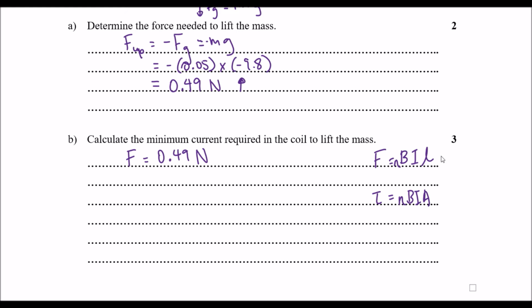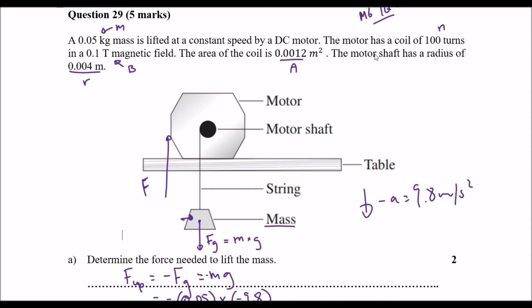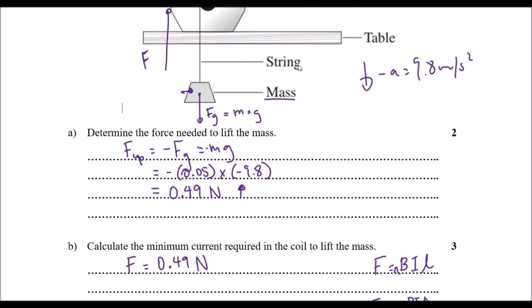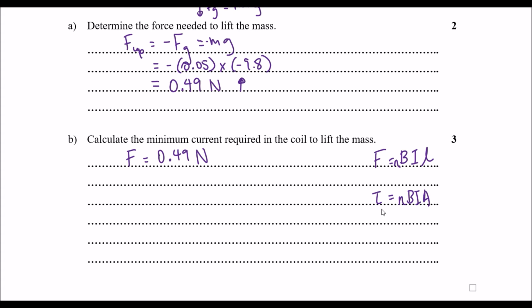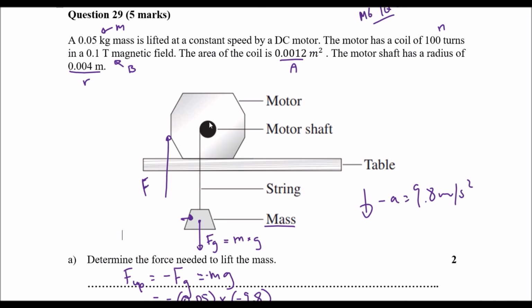Now, obviously, we don't have the length of string used. If you actually have a look here, we don't have the length of string. We do have the radius and we do have area. So most likely, we need to work out the current based on the torque value. So another equation you can use is the relationship between force and torque. So we know the other formula in relation to torque and force. Torque is equal to the radius perpendicular of the force applied.